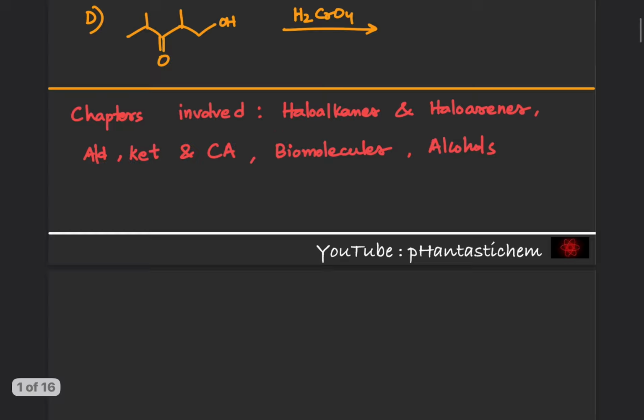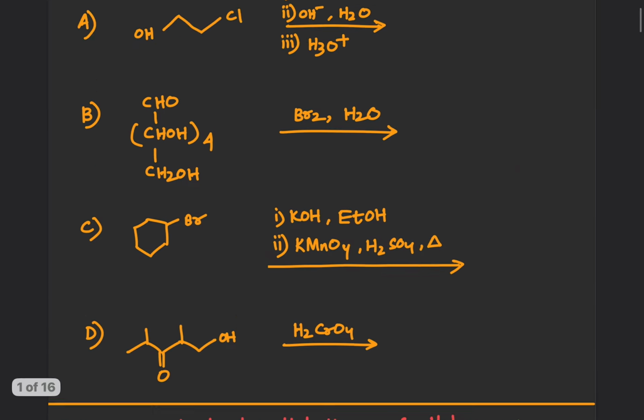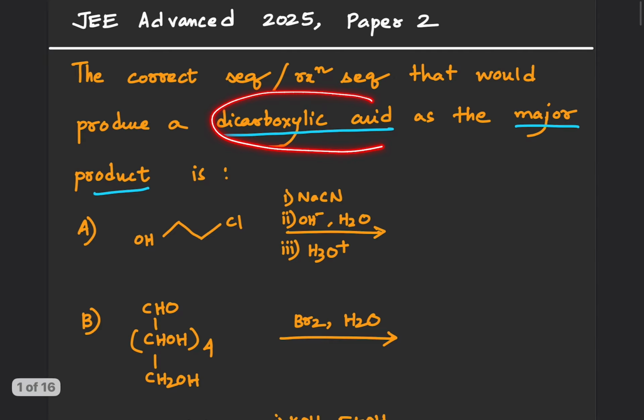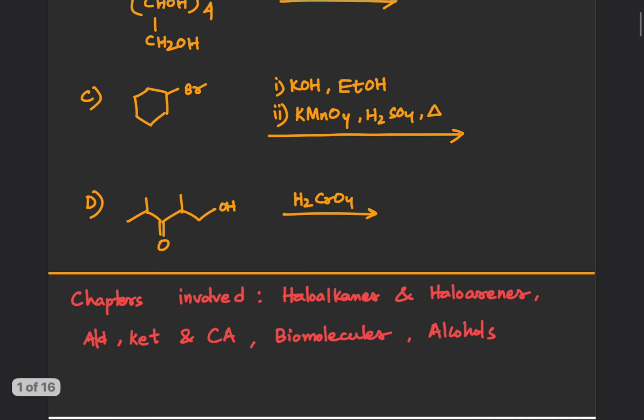The chapters involved are haloalkanes and haloarenes, aldehydes, ketones and carboxylic acids, biomolecules and alcohols. Okay. So before we proceed, we need to understand the meaning of this term, dicarboxylic acids. So carboxylic acids are classified as mono, di, tri and poly carboxylic acids according to whether they contain 1, 2, 3 or many carboxyl groups in their molecules.